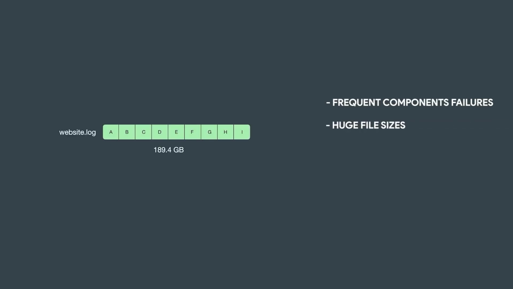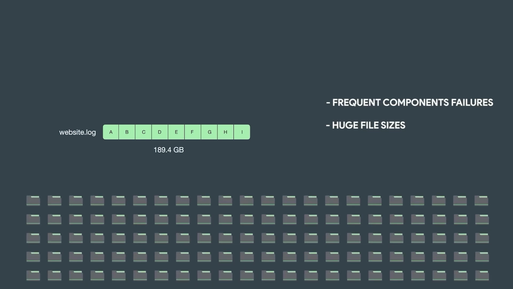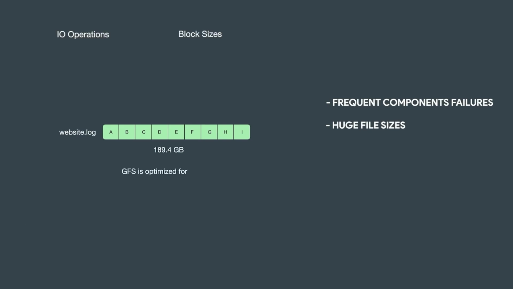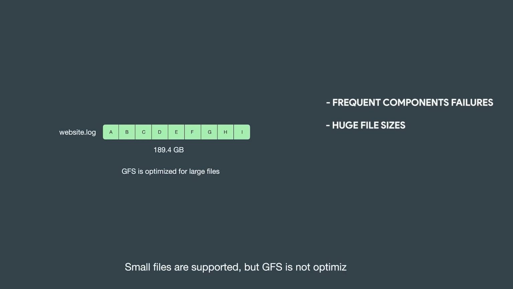The second observation is that file sizes are huge. Multi-gigabyte files are standard, often containing many smaller application objects like web documents. On the other hand, managing billions of small files is impractical, so GFS revisits assumptions like I/O operations and block sizes to optimize for large files. While small files are supported, GFS is not optimized for them.